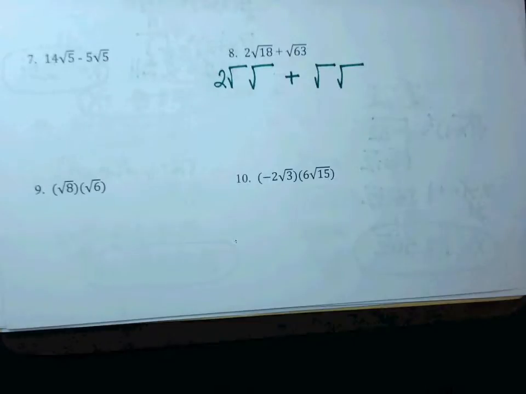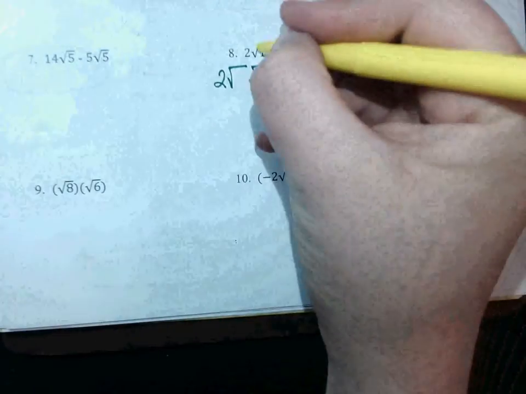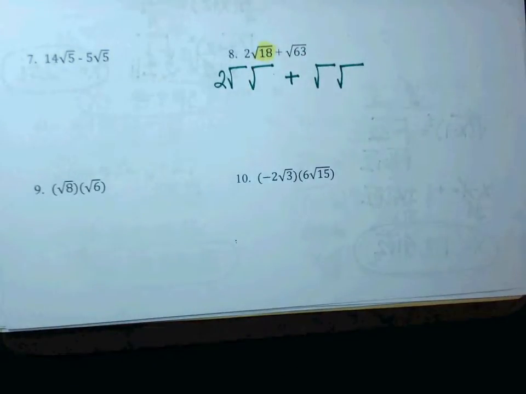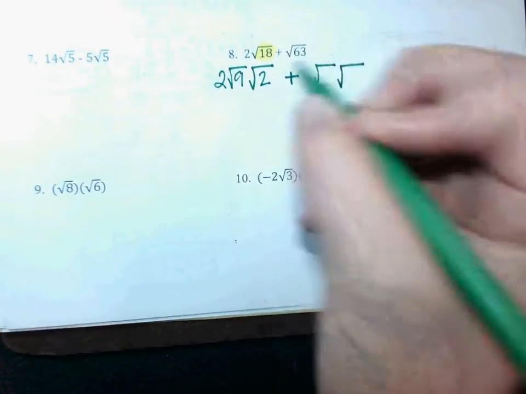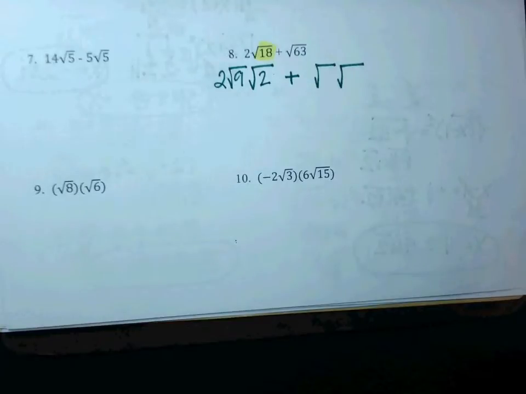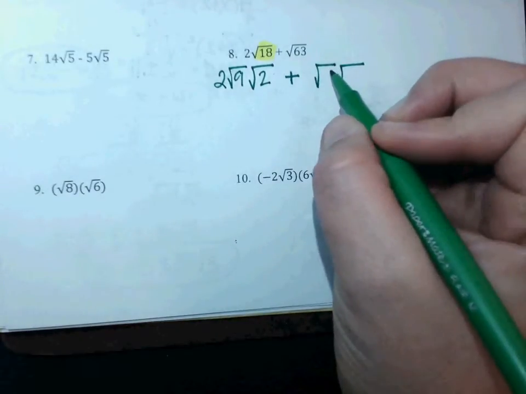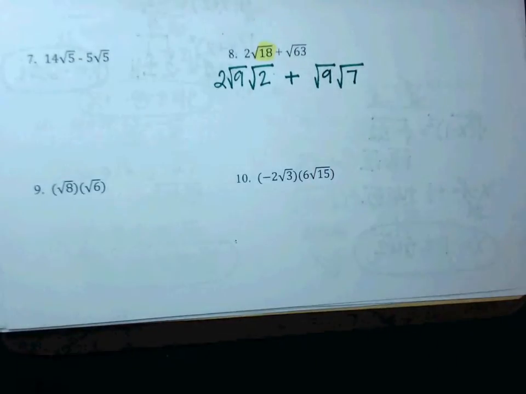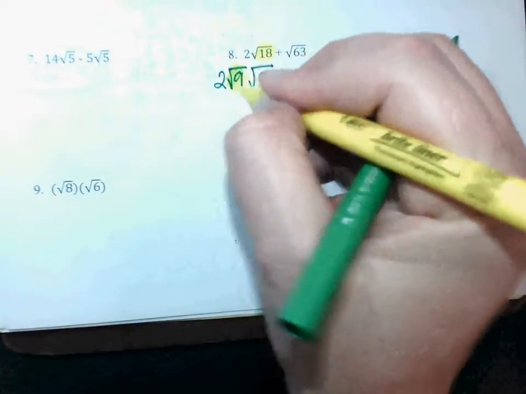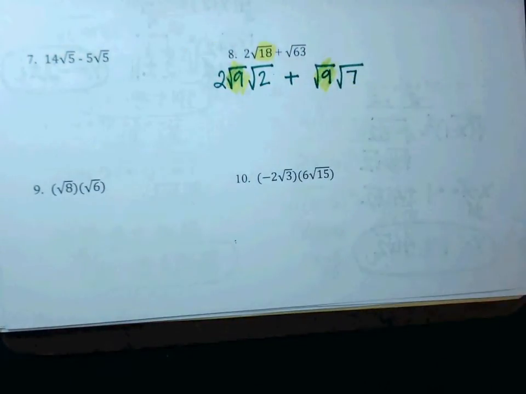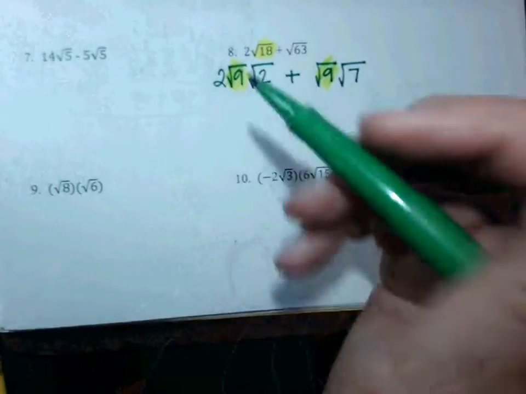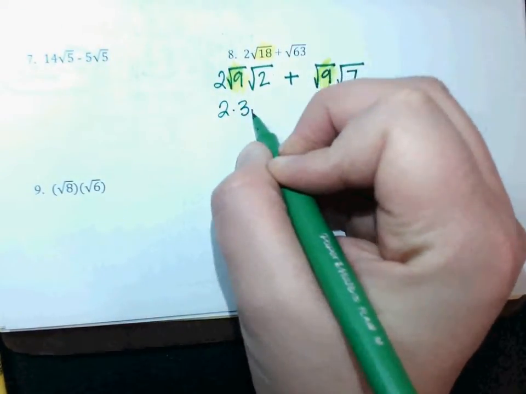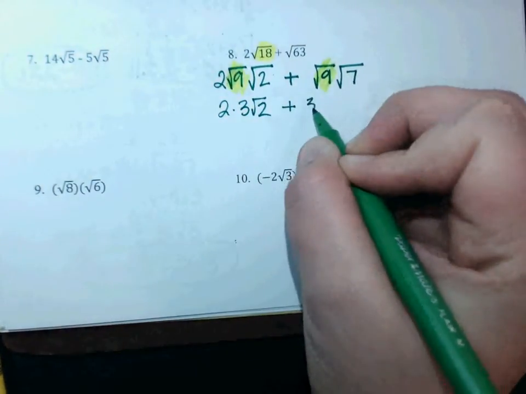Oh, yeah. So look at your 18. What can that divide into? 9 and 2. And then it simplifies to 3. Okay. And then 63, what can that divide into? 9 and 7. Good. Okay, then I'm going to take both of my little perfect guys and simplify them. What is the square root of 9 for both? So this is 2 times 3 root 2 plus 3 root 7.